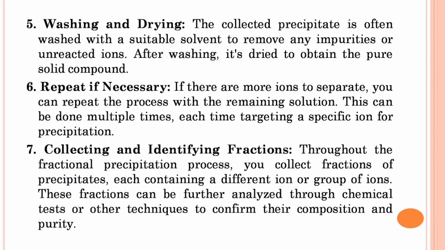Sixth, repeat if necessary. If there are more ions to separate, you can repeat the process with the remaining solution. This can be done multiple times, each time targeting a specific ion for precipitation. Seventh, collecting and identifying fractions. Throughout the fractional precipitation process, you collect fractions of precipitates, each containing a different ion or group of ions. These fractions can be further analyzed through chemical tests or other techniques to confirm their composition and purity.